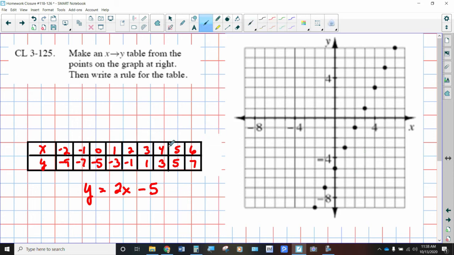Let's test it right here. What's 6 times 2? That is 12. And 12 minus 5 is 7. So yes, it works for this one. Let's try it here. What's 2 times negative 1? 2 times negative 1 is negative 2, and negative 2 minus 5 is negative 7. So that works for this one as well. So if it works for a couple of them, it'll work for all of them. This is definitely the rule that applies to this graph.